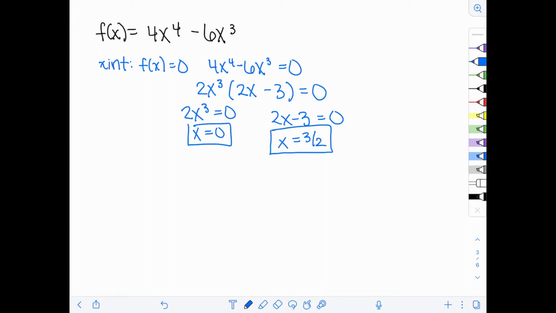Okay, so we've got 2 x-intercepts. What this tells us about our graph is we've got the ordered pairs (0, 0) and (3/2, 0), and these will be 2 points on the x-axis.